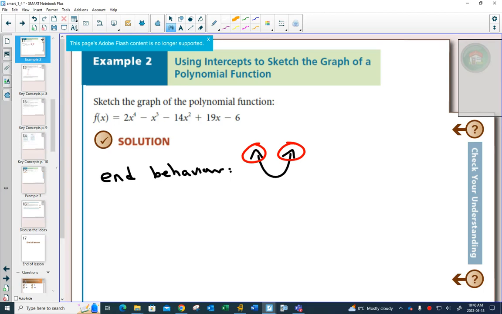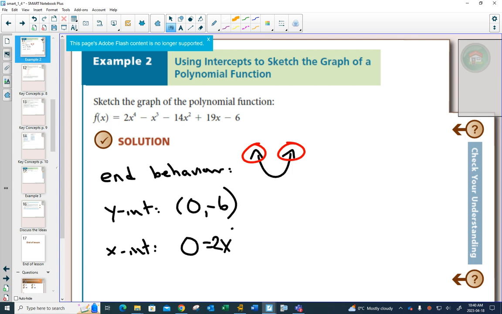Y-intercept, super easy. Plug in 0 for x: 0 minus 0 minus 0 plus 0 minus 6 will give us negative 6. The x-intercepts are what are a little bit more difficult, so we would plug this in.